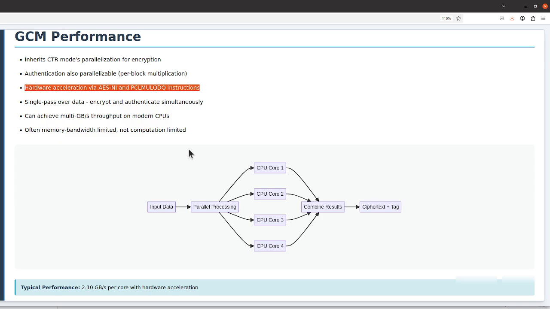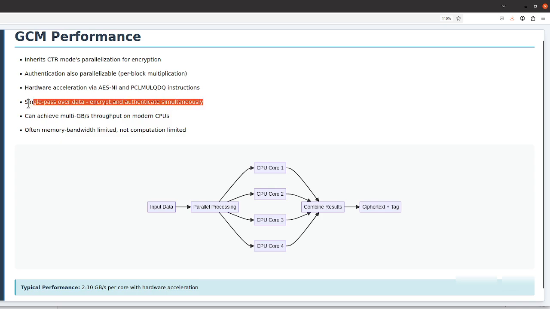Fourth, GCM combines encryption and authentication in a single pass over the data. You don't need to process the data once for encryption and again for authentication. The encryption and authentication happen in parallel as you process each block, which is more efficient than separate encrypt-then-MAC approaches. The performance of GCM is typically limited by memory bandwidth rather than CPU computation.